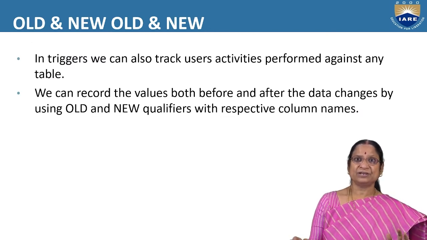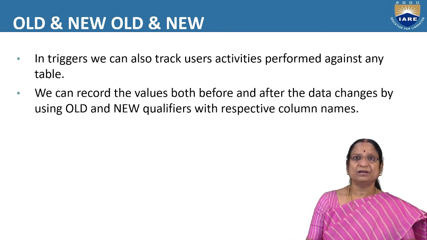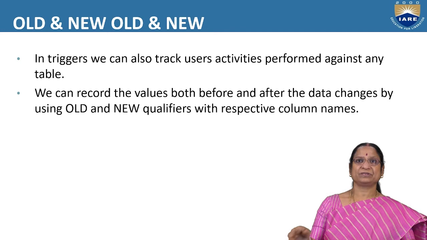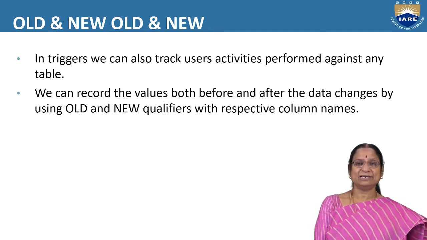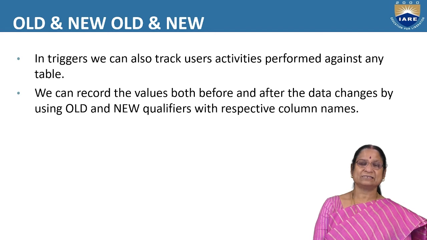And while using this trigger, before the event occurs, what data will be there? After the event occurs, what data will be there? That means we can track such old and new values also. For example, if I am updating, what is the old salary, what is the new salary, I can keep track of the values. In triggers, we can also track users' activities performed against any table, and we can record the values both before and after data changes by using qualifiers old and new with the respective columns.